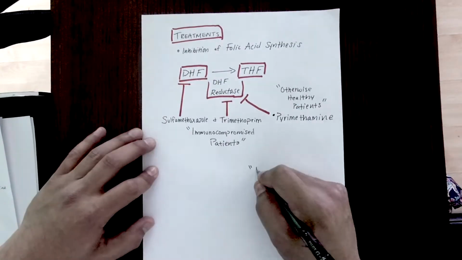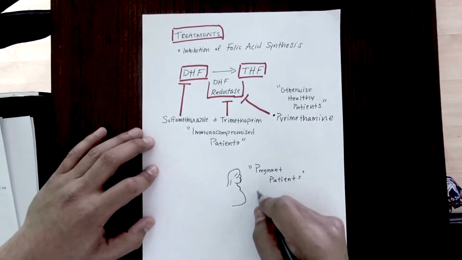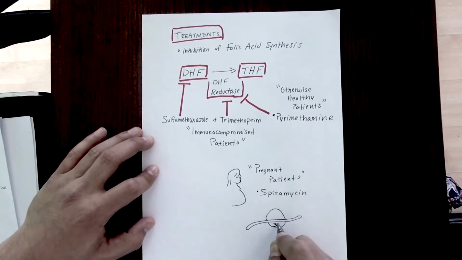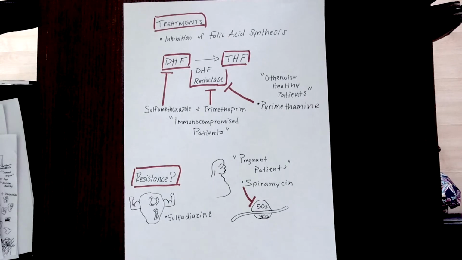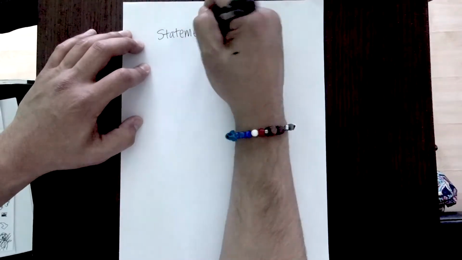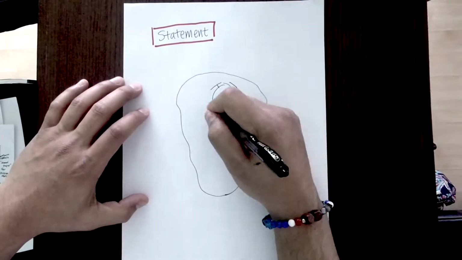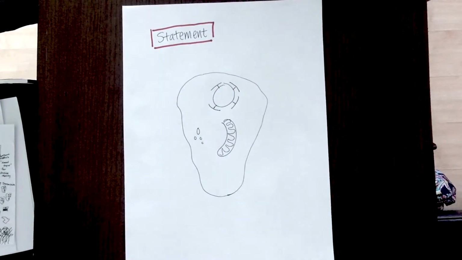Pregnant women are treated with spiramycin, which can't cross the placenta, and pyrimethamine after 14 weeks of pregnancy. There is one folic acid inhibitor, however, that T. gondii has resistance to, and that is sulfadiazine. Now that we've covered basic information about this parasite, we can get into interesting new findings.